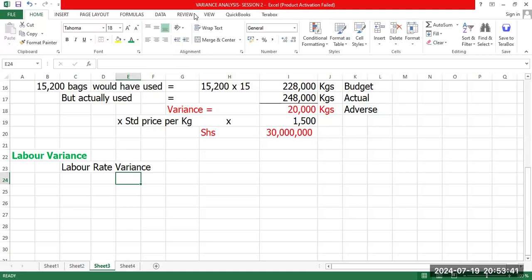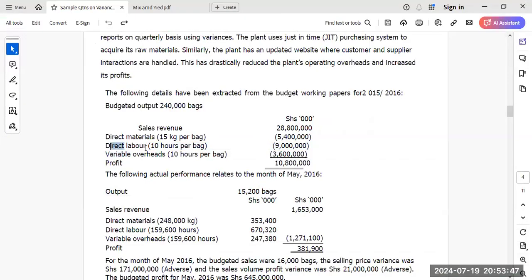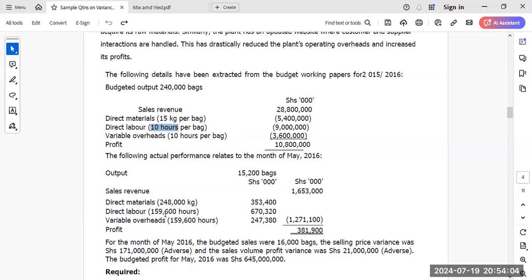And in this question, they said that direct labor, you have 10 hours. So it means that they are trying to say that you focus on the what? On the time. You focus on the time. Even when you check on the actuals, you're given time.